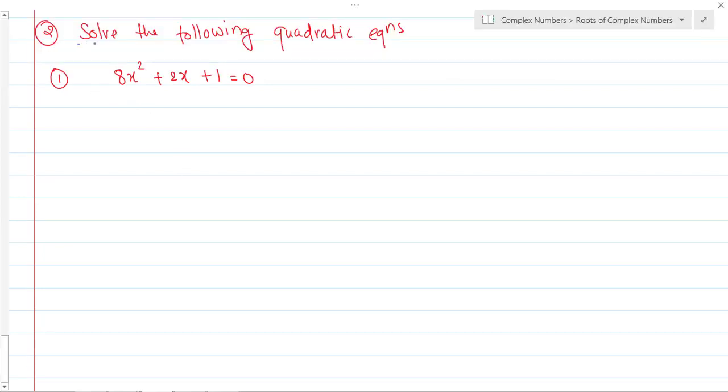So solving is nothing but finding the value of x, meaning for what value of x this equation is satisfied. And you know that if ax square plus bx plus c equals 0 is the quadratic equation, then the value of x is minus b plus or minus root of b square minus 4ac upon 2a. So this is the value of x. Let's make use of this formula. So x equals what? It is minus b. So what is b here? This is a, this is b, and this is c.